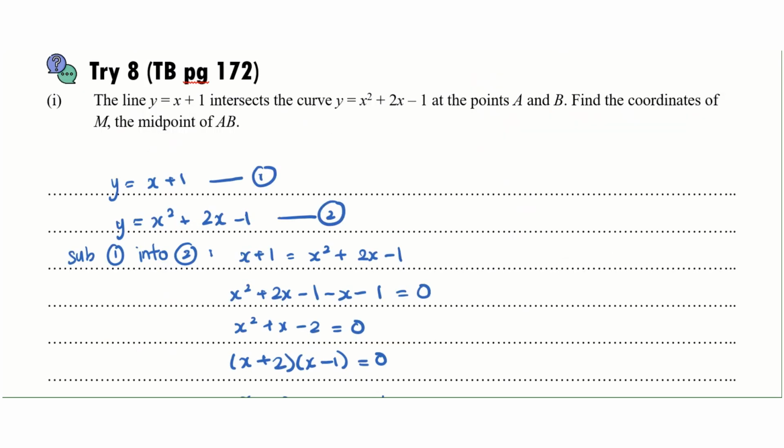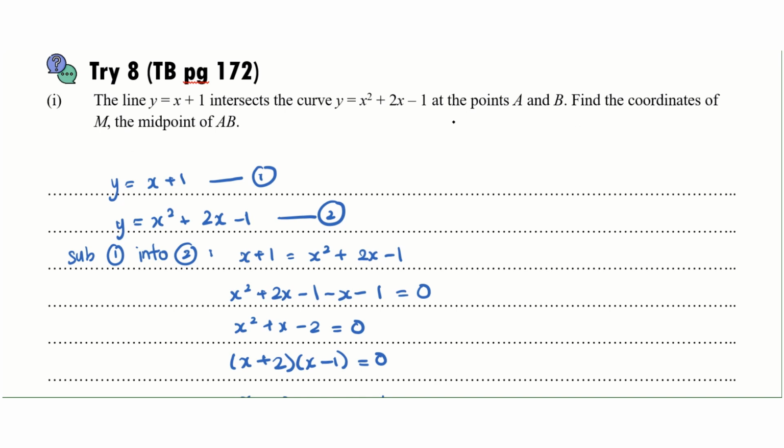We will next move on to Try 8, where we are given that the line y equals x plus 1 intersects the curve y equals x squared plus 2x minus 1 at the points A and B. We want to find the coordinates of the midpoint of A and B, which is called M. So if you need to, you may draw a diagram to illustrate the idea.